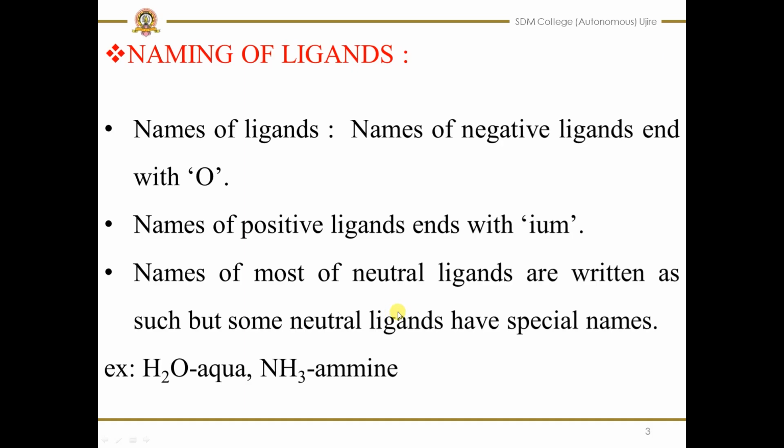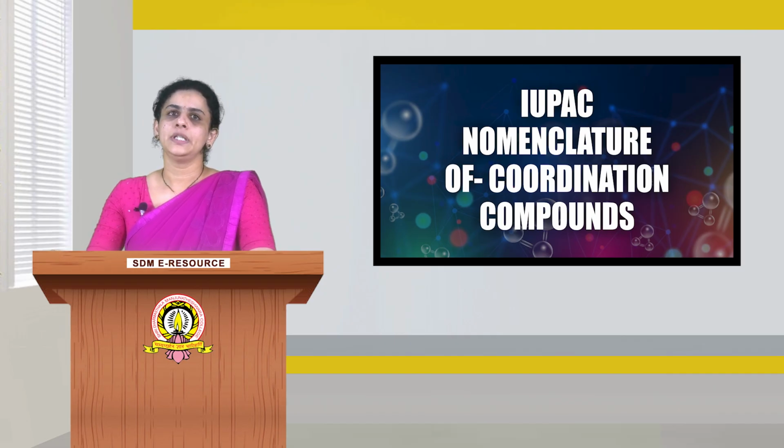Here we have to consider the different types of ligands. If negative ligands are present, then the names of the ligands end with the letter O. If the ligand is positive, then the name of the ligand ends with the letters IUM. The names of most neutral ligands are written as such, but some neutral ligands have special names. For example, H2O is called aqua, and NH3 is called ammine. And then alphabetical order is followed while writing the names of the ligands.